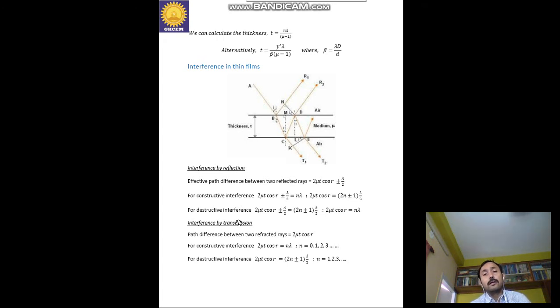We can calculate the path difference between the two reflected rays R1 and R2 as 2 mu T cos r, where r is the angle, plus or minus lambda by 2. This plus or minus lambda by 2 appears due to the change in medium. This one is air, this one is a medium. That's it, one term plus or minus lambda by 2 appears. So for constructive interference, this path difference is equal to n lambda. So you can write 2 mu T cos r equals (2n plus or minus 1) lambda by 2.